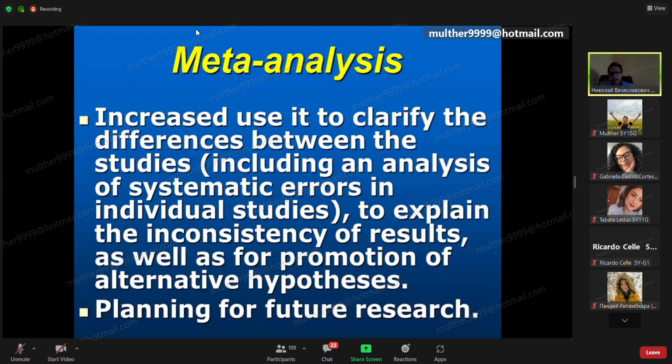Thanks to meta-analysis, we can clarify the differences between the studies, including analysis of systematic errors in individual studies. Also, we can explain the inconsistency of results, as well as promote alternative hypotheses. And also we can apply it for planning future research. This is the procedure of meta-analysis.